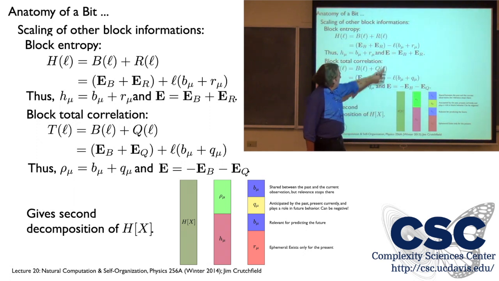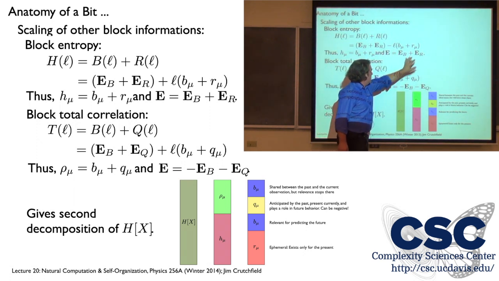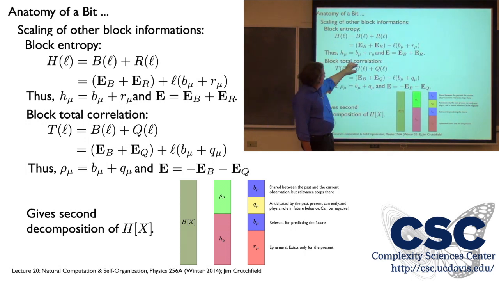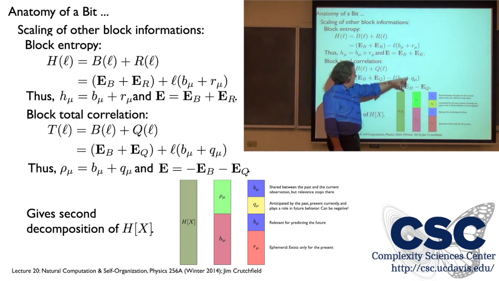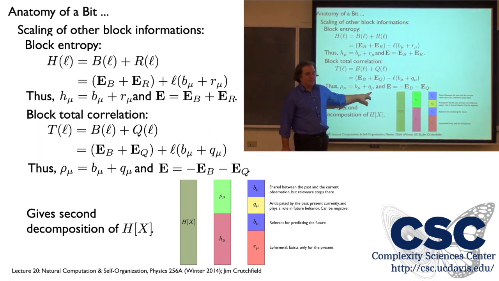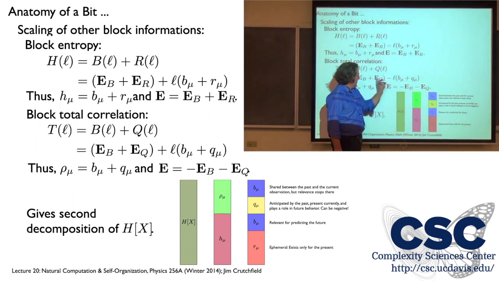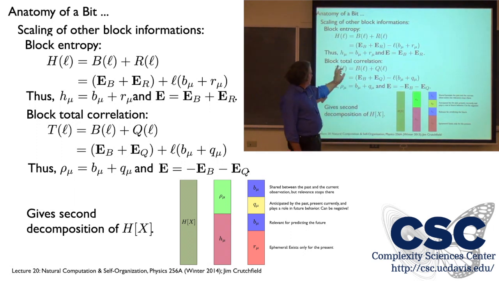Right, so, and then the excess entropy breaks up into these two pieces, but that's just sort of definitions at this point. Same kind of analysis of the block total correlation. It's the bound information plus this enigmatic information. Just plug in the previous scalings, and we see that, remember, TL asymptoted with a slope rho mu. That was that anticipated predictable information in the present. And we see that that is B mu plus Q mu. And then there's another conclusion you draw about the relationship of these quantities here to E, right? Because T of L had minus E offset.